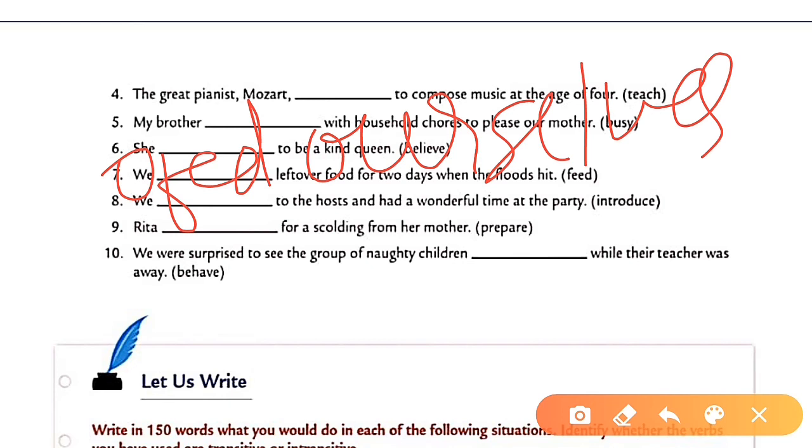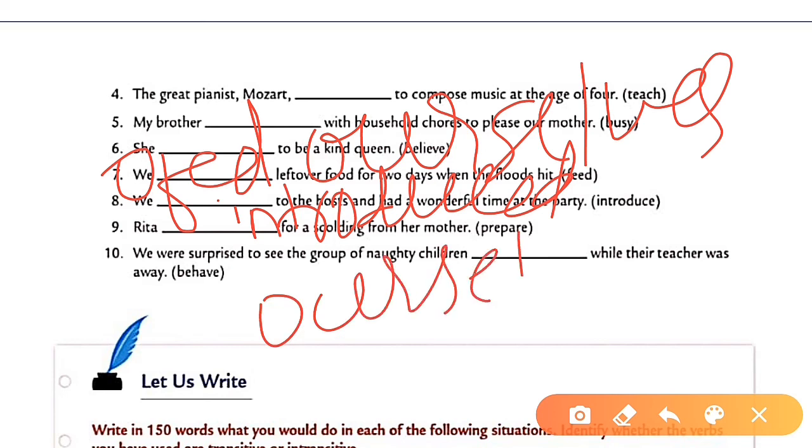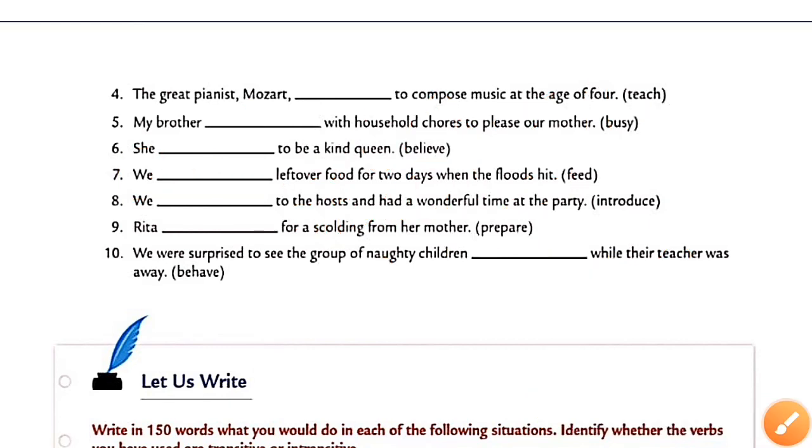So number 8, we dash to the host and had a wonderful time at the party. We introduced ourselves. We introduce, introduce ourselves to the host and had a wonderful time at the party.